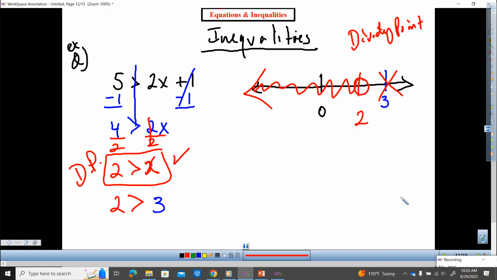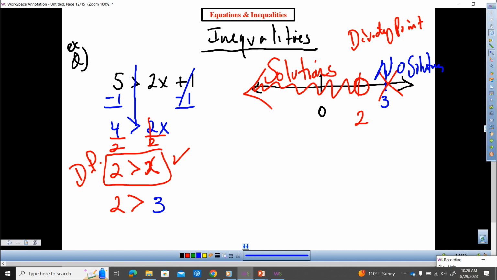Once again, I hope for some of you this is confirming some of the things that you were missing, okay? Because we're going to get into some funner stuff. Once again, what is the number we come up with once we solve the inequality? It's called a dividing point. Why? Because it divides the number line into solutions, and then the other side is no solutions. That means these do not work.